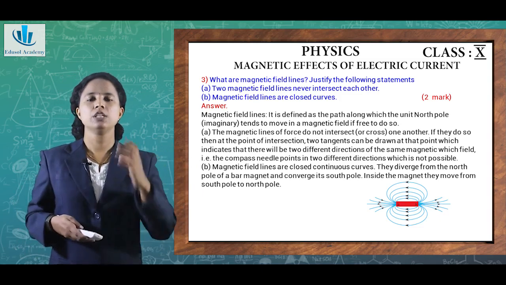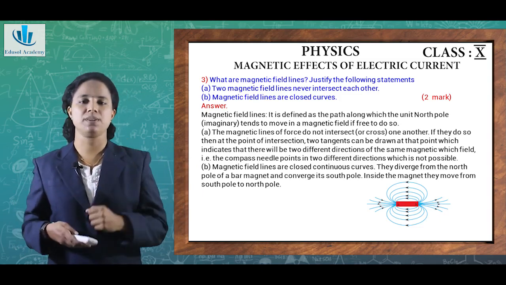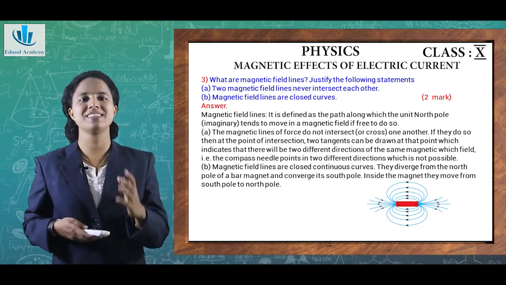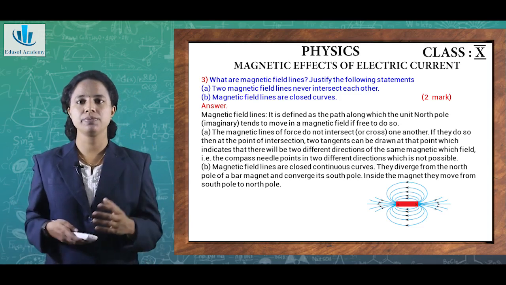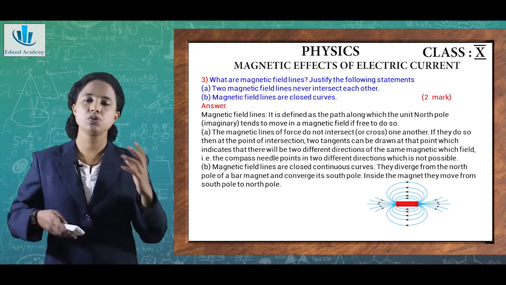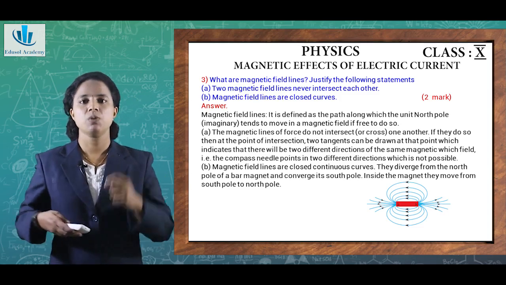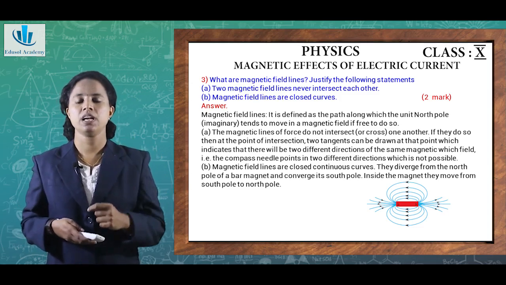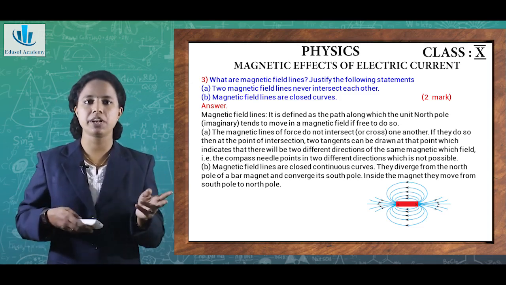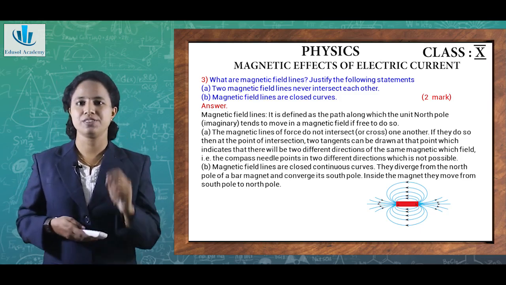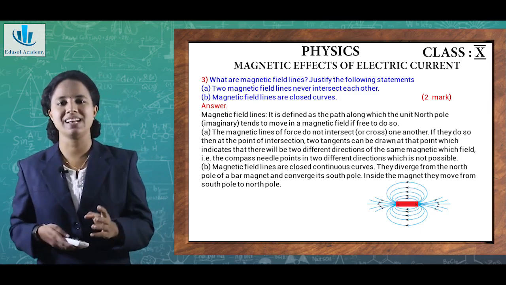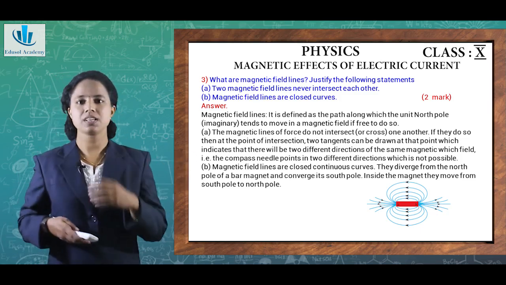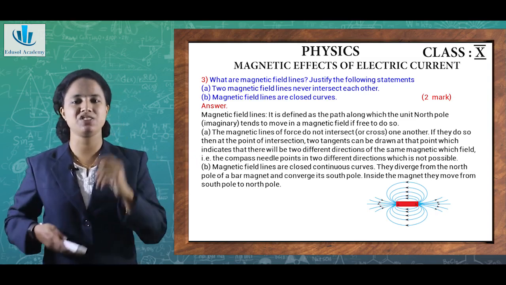So, the first one, two magnetic field lines never intersect each other. We know that the magnetic lines of force do not cross or intersect each other. If they do so, then at the point of intersection, two tangents can be drawn at that point, which will indicate that there will be two different directions of the same magnetic field. So, the compass needle would point in two different directions, which is not possible. So, it's clear that two magnetic field lines never intersect or cross each other. It's obvious from this picture that magnetic field lines never intersect each other.